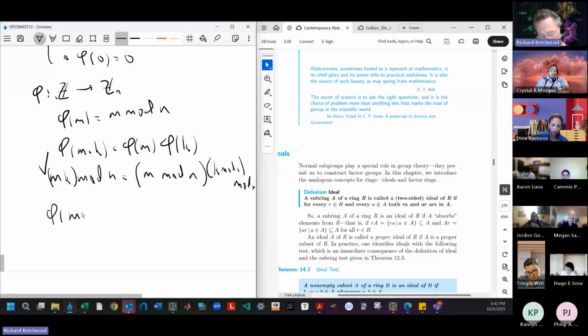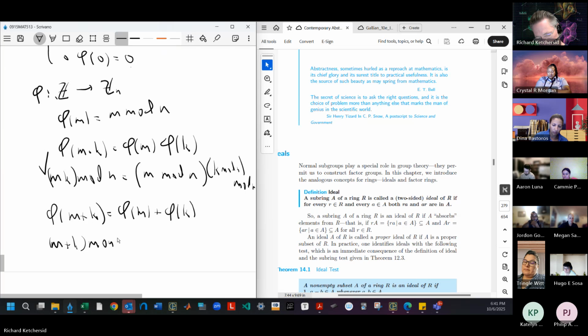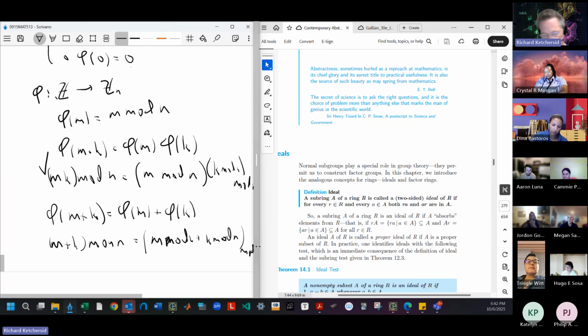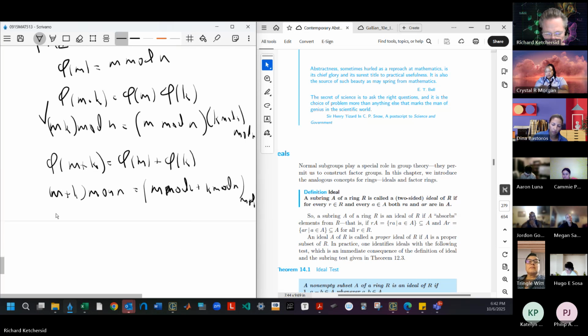Preservation of addition looks the same. Phi of m plus k is equal to phi of m plus phi of k. Here it's going to look like (m plus k) mod n is equal to (m mod n) plus (k mod n), and again, you have to mod by n at the end, because those two things, when I add them together, maybe get bigger than n.